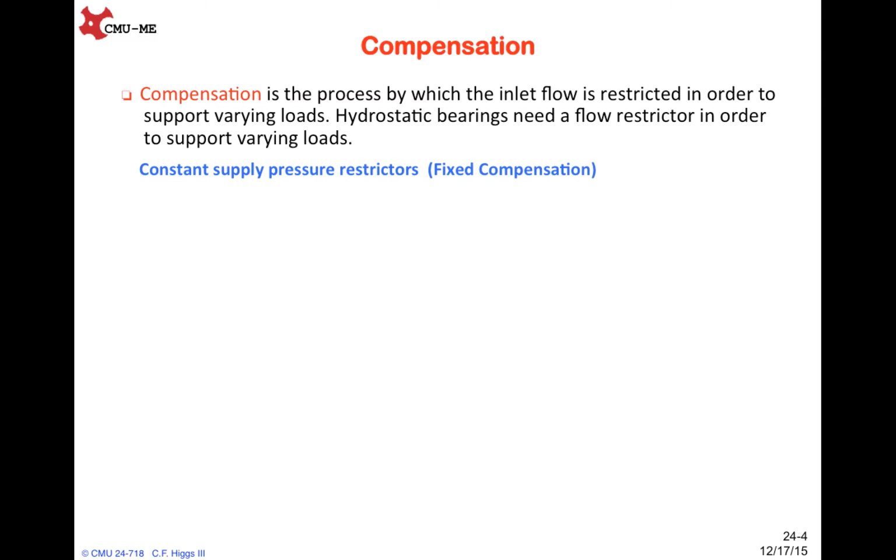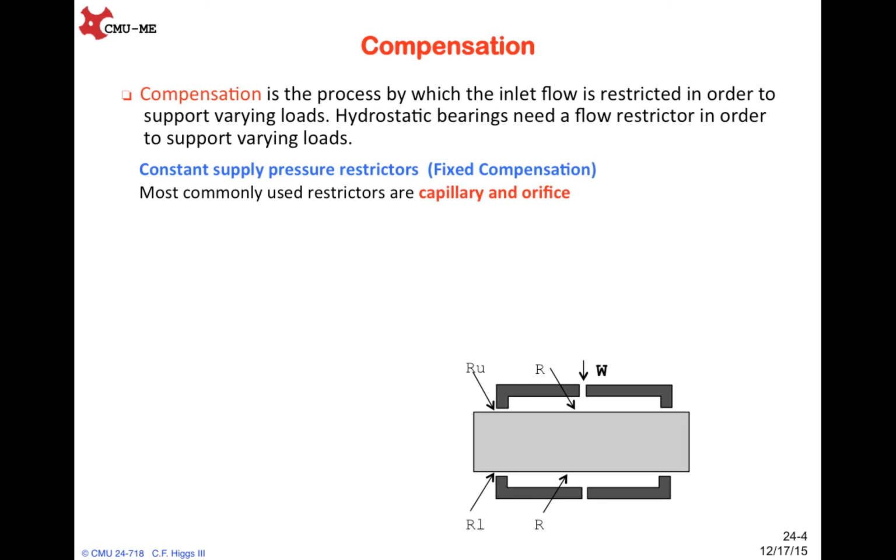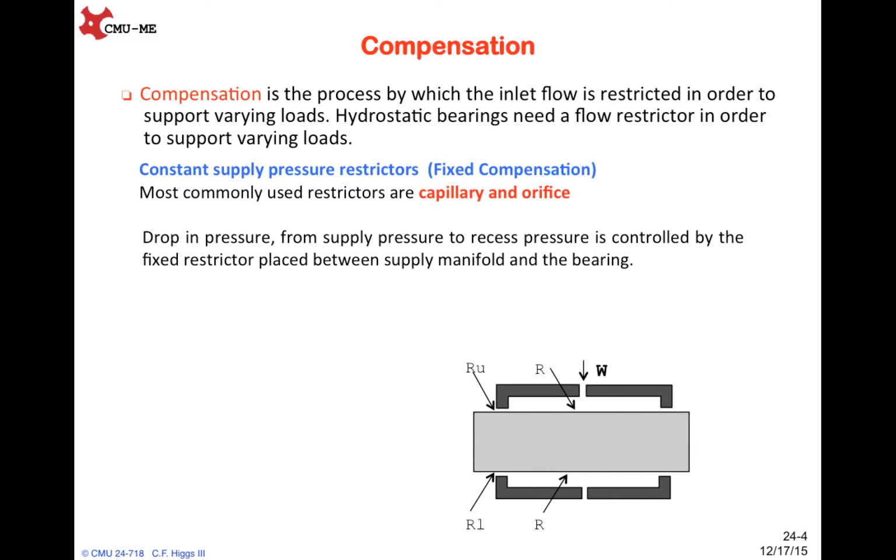For example, constant supply pressure restrictors are generally used for compensation, and the most commonly used restrictors are the capillary and the orifice. These are the real applications of supply pressure restrictors. The pressure drop from supply pressure to recess pressure is controlled by the fixed restrictor placed between the supply manifold and the bearing.